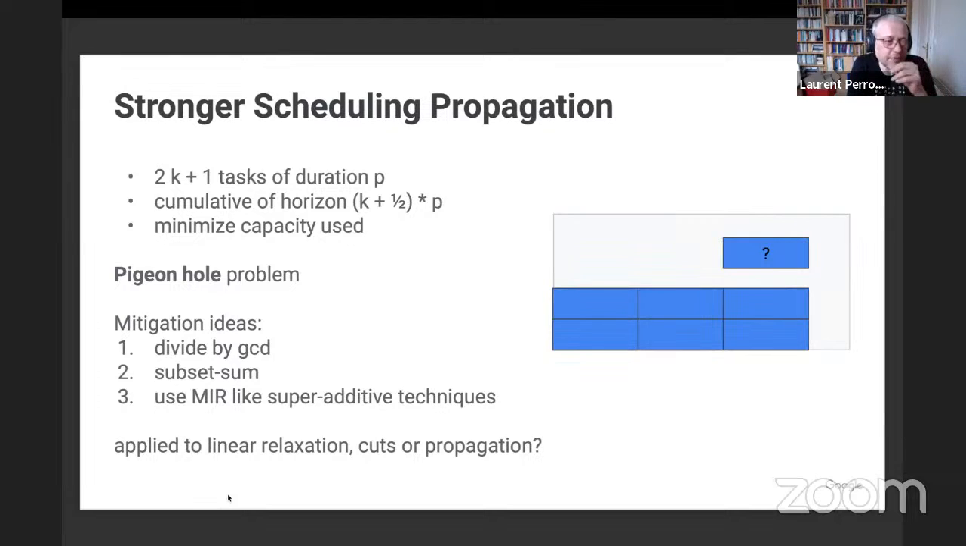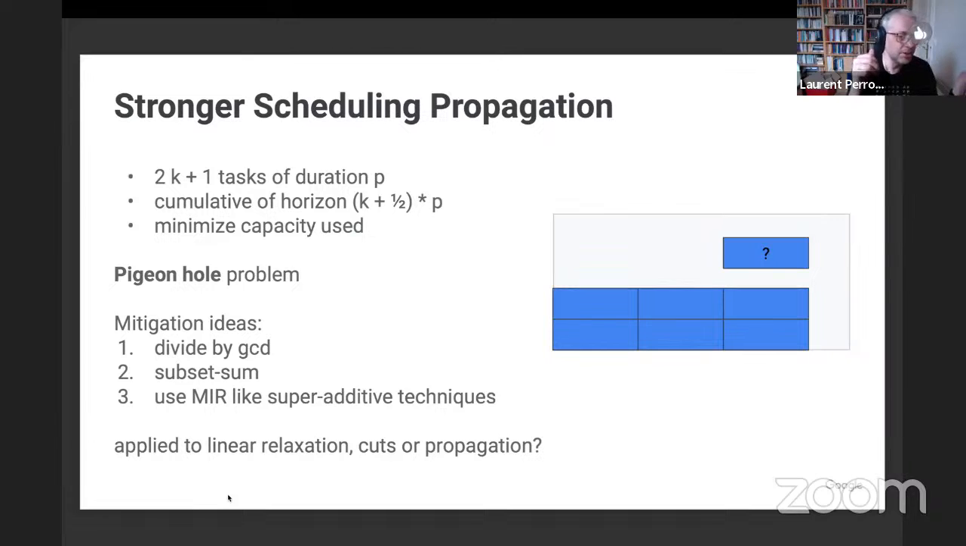And lastly, stronger scheduling propagation. This is something we've been looking at recently. Somebody sent me on the mailing list this problem, which is I have a cumulative, I have K tasks of fixed duration P, and I have 2K plus 1 tasks. And my capacity has horizon, which is K plus 1/2 times P. And so energetically, the lower bound is 2. Physically, because you cannot split the last task, it has to be 3. It's extremely hard to find because all your reasoning will do, oh no, it fits. But actually, it does not fit.